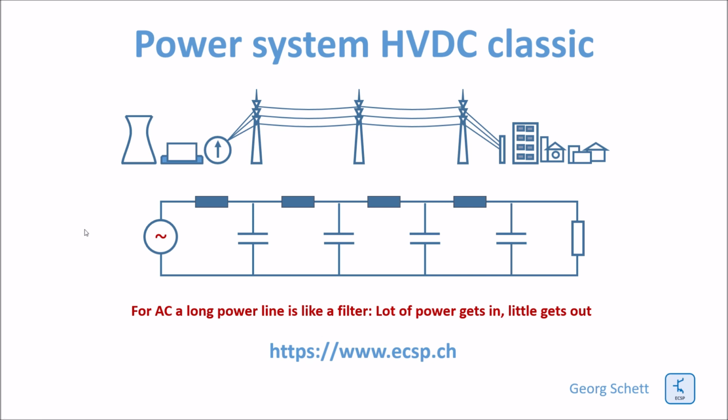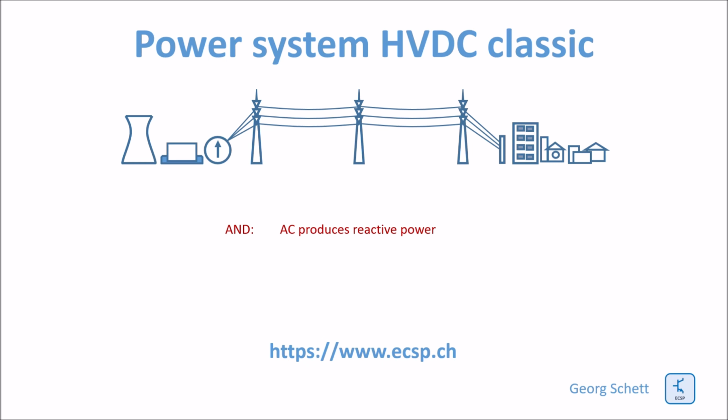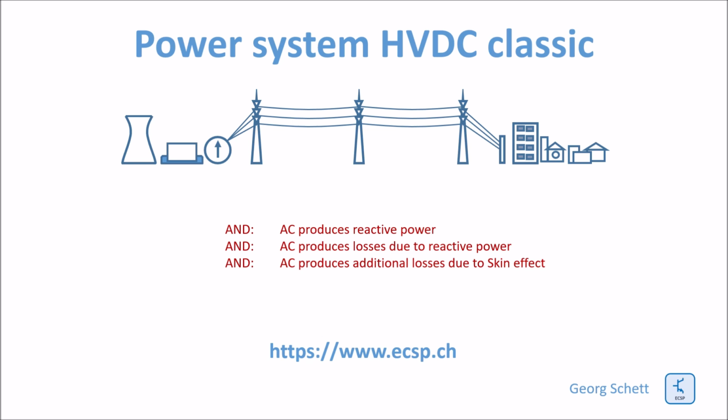So you have to push a lot of power into the system in order to get a little bit out at the end of the line. On top of it, AC produces reactive power. It produces losses due to reactive power. It produces additional losses due to the skin effect.